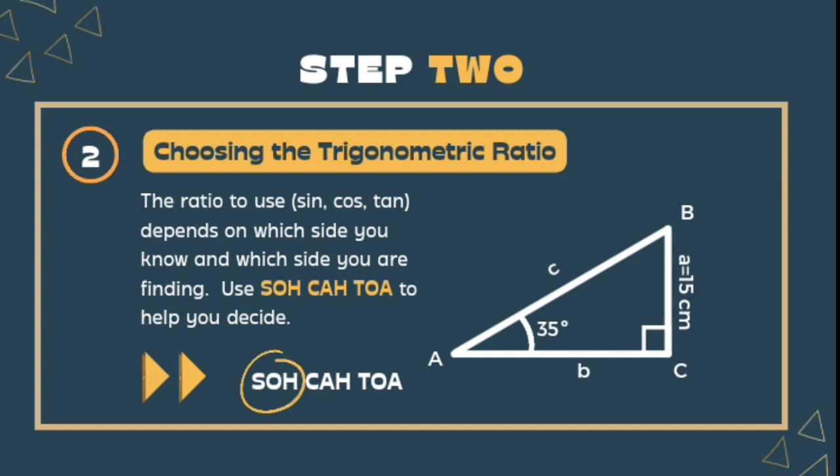Use SOH CAH TOA to help you decide. We are familiar with SOH CAH TOA, where SOH means sine equals opposite over hypotenuse, CAH refers to cosine equals adjacent over hypotenuse, and TOA refers to tangent equals opposite over adjacent. We can use the SOH formula in solving this side c, since we know the value of the opposite, which is 15.